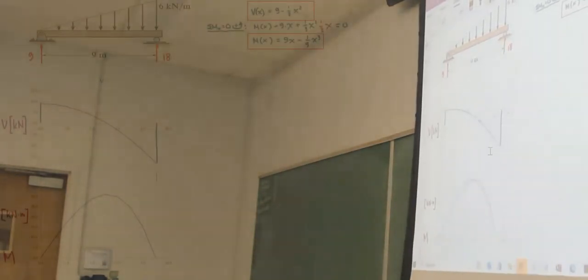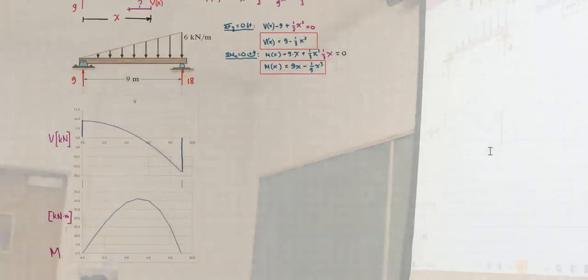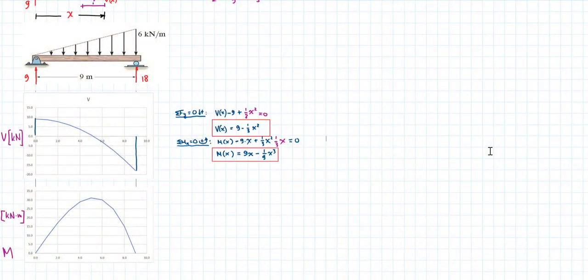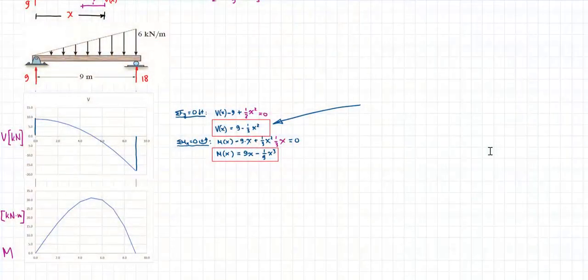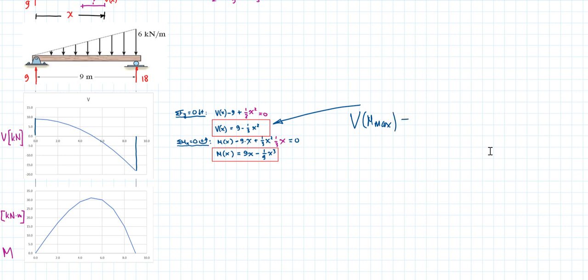Let's finish by calculating that here. We have the equation here. So this is the equation of shear. We will know better next class, but let me tell you for now that the maximum moment is when shear is zero. So if you solve this for shear equals zero, V at M max is equal to zero. And the equation of the shear is 9 minus 1 third of x squared. So you solve for x.